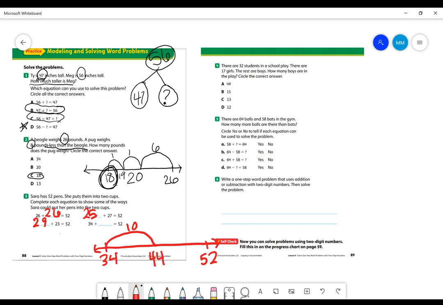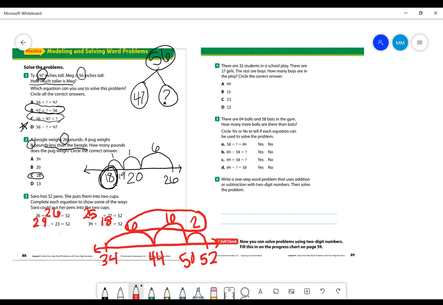How many ones do I need to add? I need to add 6 ones. So 10 plus 6 so far. Now I'm at 50. How many more ones do I need to make 52? 2 ones. So my jumps tell me my missing part. So 10 plus 6 plus 2. What is 10 plus 6 plus 2?